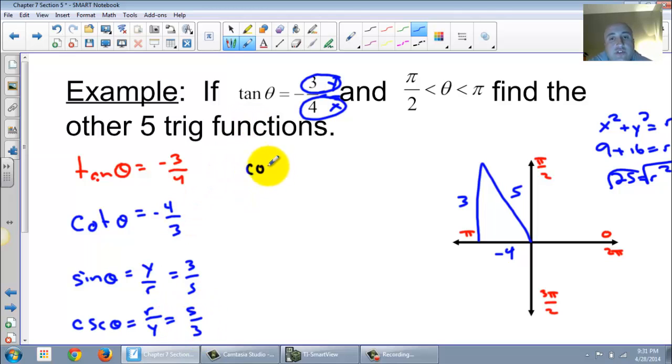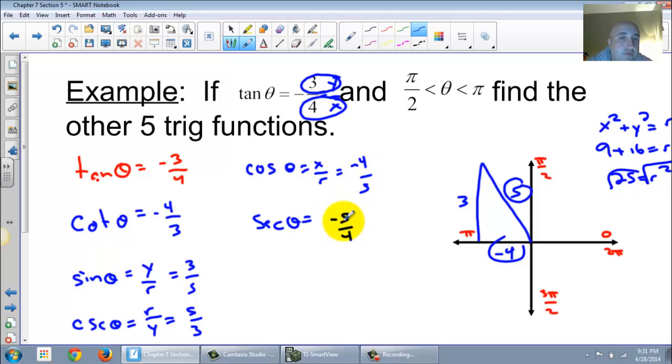And then we can figure out cosine. Cosine is equal to x over r. X is -4, r is 5, so -4/5. And then automatically we know secant, which would be -5/4, because those two are reciprocals. Okay, so we have our other 5 trig functions based off of the original information that they give us and our original trig function that they gave us.